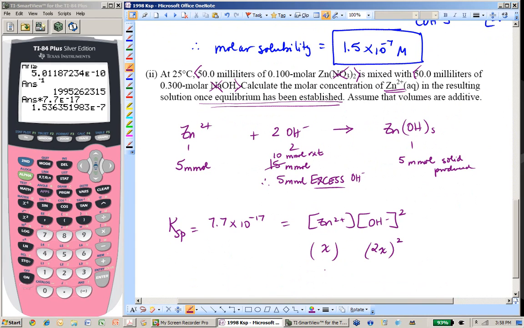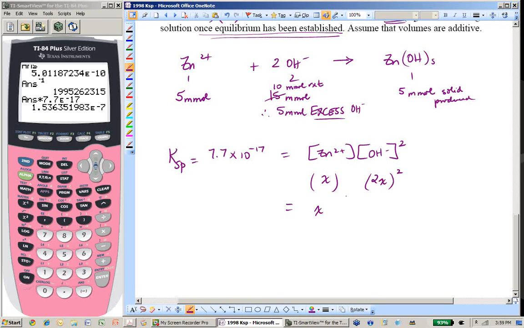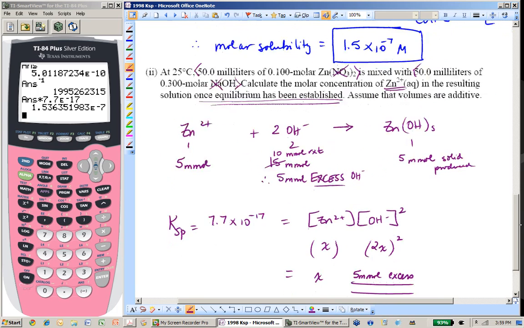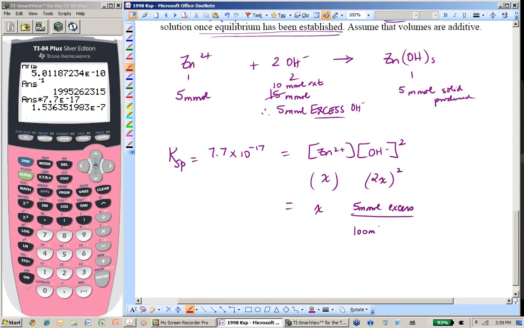So X is what I seek. That's my zinc ion concentration. And I know what the concentration of the hydroxide is. Don't worry about the 2X. You know flat out what it is. It is 5 millimoles of excess divided by how much total volume? 1550? Yep, 100 mils. This is why I'm a fan of millimoles. See, that cancels out nicely to moles per liter. So that quantity, don't forget to square it. So now just solve for X.